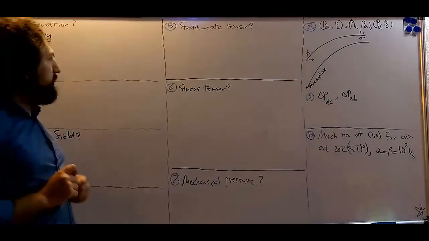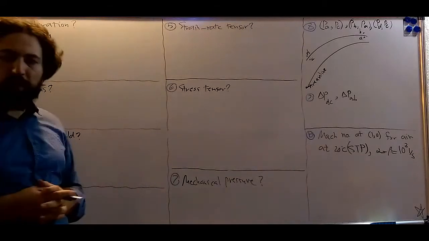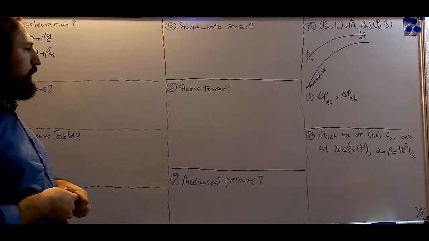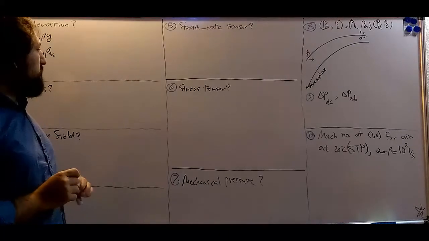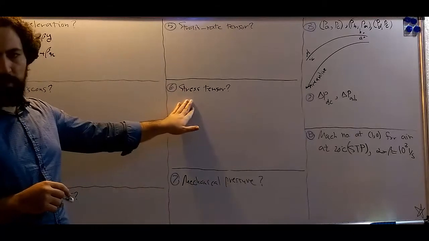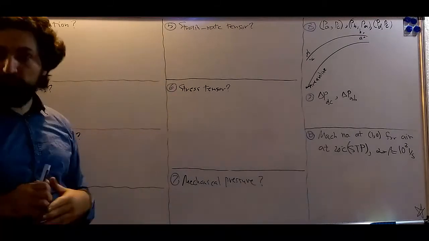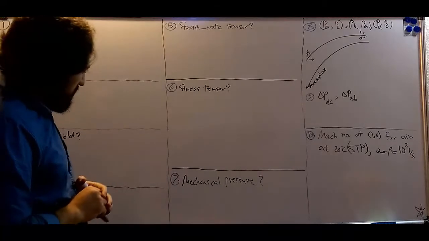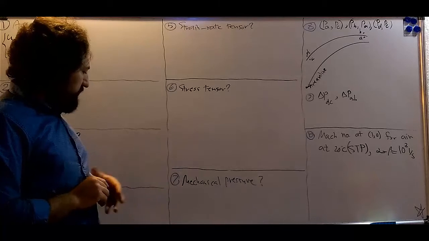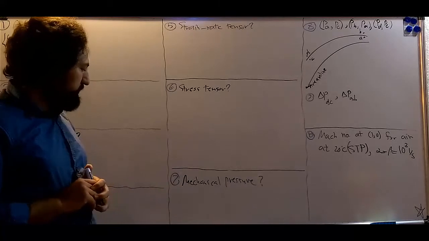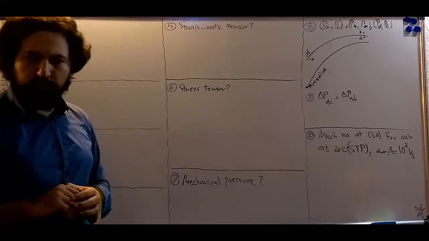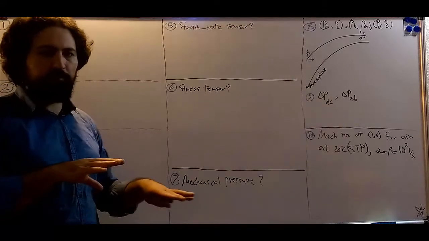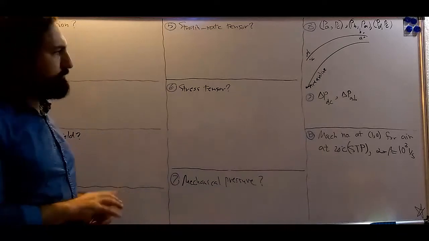Question number 5, calculate the strain rate tensor, again for this velocity field. Question number 6, compute the stress tensor using the Stokes relation for this velocity field. Question number 7, what is the magnitude of the mechanical pressure? And then compare the mechanical pressure with the thermodynamic pressure.